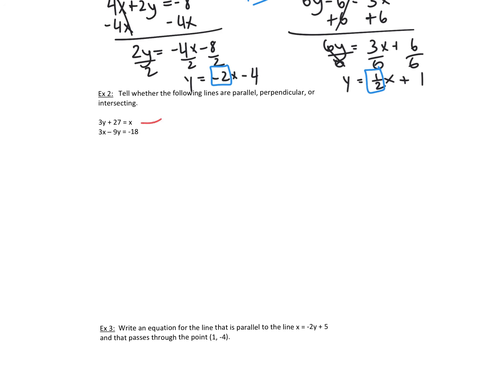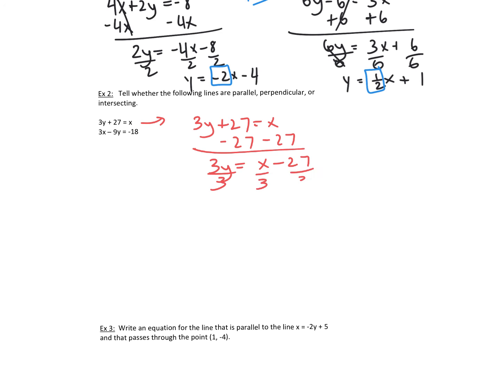Okay, so we're going to isolate y. The first equation, 3y plus 27 equals x. I am going to subtract 27 first. I have 3y equals x minus 27. I divide everything by 3. I have y equals, remember there's an invisible 1 here, so this is 1/3 x, and then 27 divided by 3, negative 9. That's the first equation.